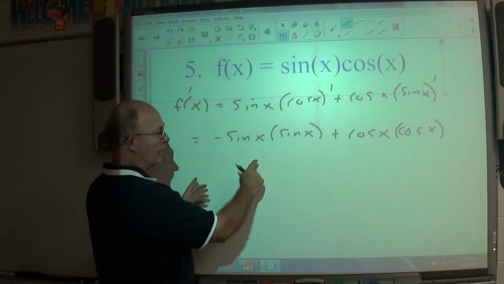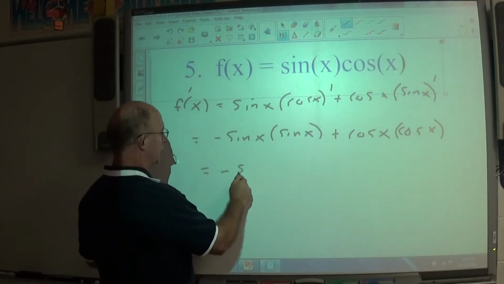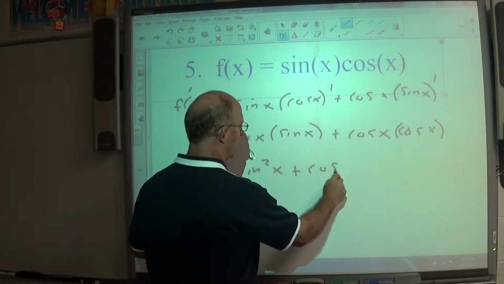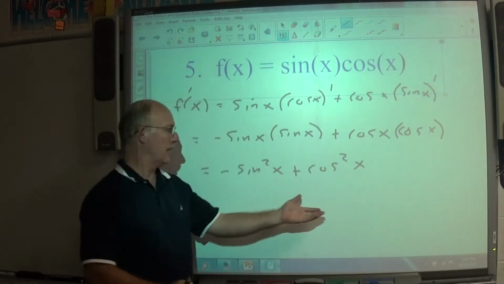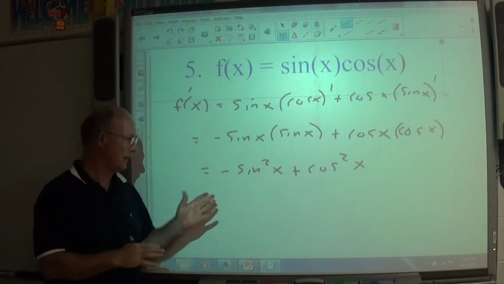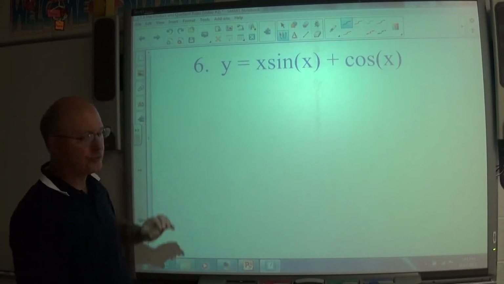Now to simplify, let's multiply sine and sine, cosine and cosine. This will be negative sine squared x plus cosine squared x. And there you go. Now I'm going to leave it like this. You can still simplify it a little bit further, I'm sure, but once again, I want to save a little bit of time. Now look at number 6.